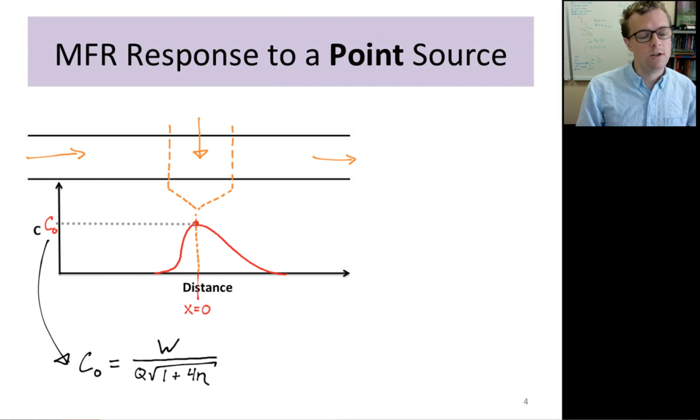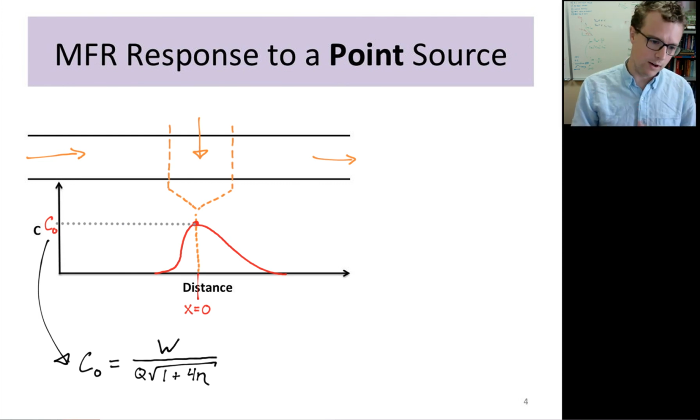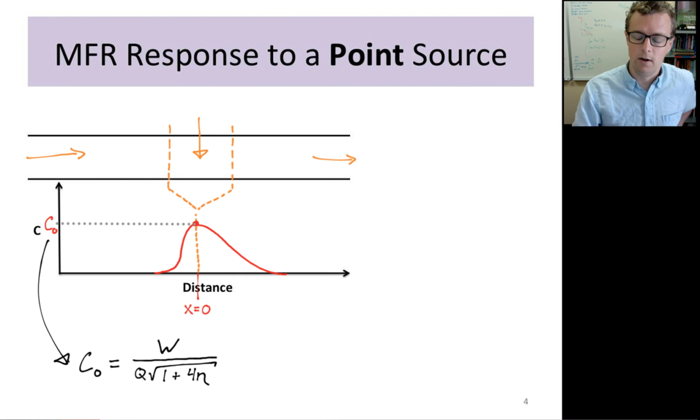One additional equation that's useful to you: how do you calculate that C naught right at the point of mixing? We previously used end member mixing. End member mixing doesn't work here because it's not simply mixing instantaneously. As soon as it mixes, you get dispersion instantly starting to move mass in both directions. So to solve this problem, C naught we can calculate as the mass rate that's being loaded, W, divided by Q times the root of 1 plus 4 times nu, or 4 times our estuary number.